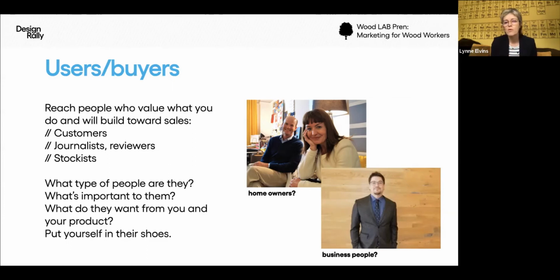What are they going to want from you? And try and put yourself in their shoes. So with these two photographs, again, just as an example, really. So for example, if you were selling, say, a handmade kitchen table to some homeowners, that's a very specific type of purchase. They'll be thinking about something to put in their own home, which will then be in their own home for 10 years, ideally more than that, ideally a lifetime.